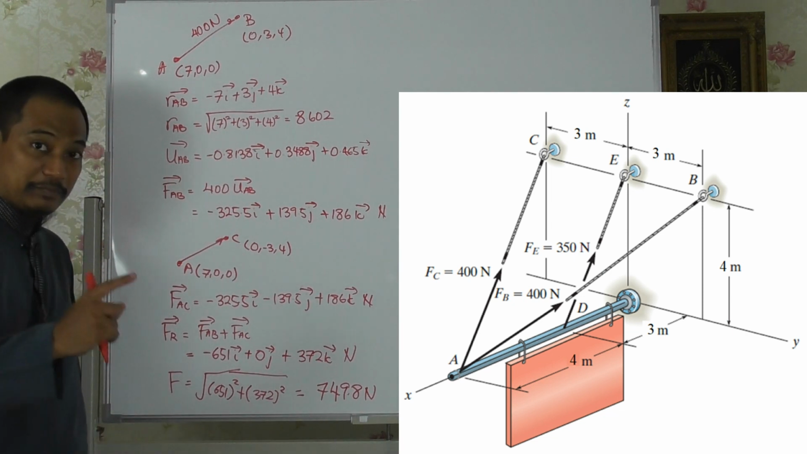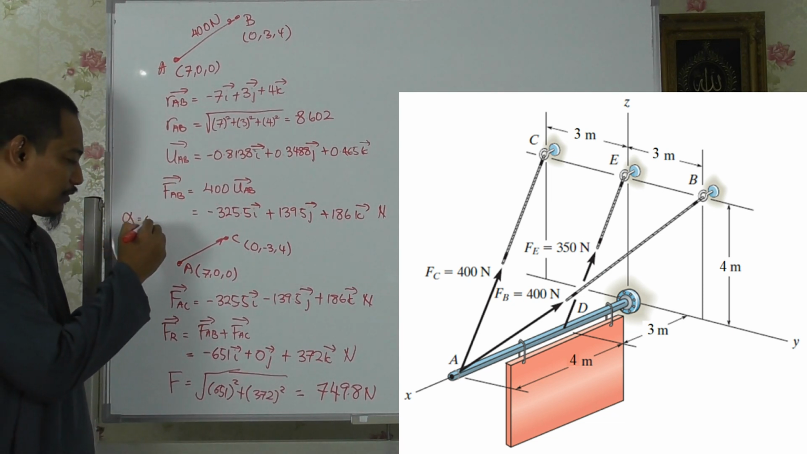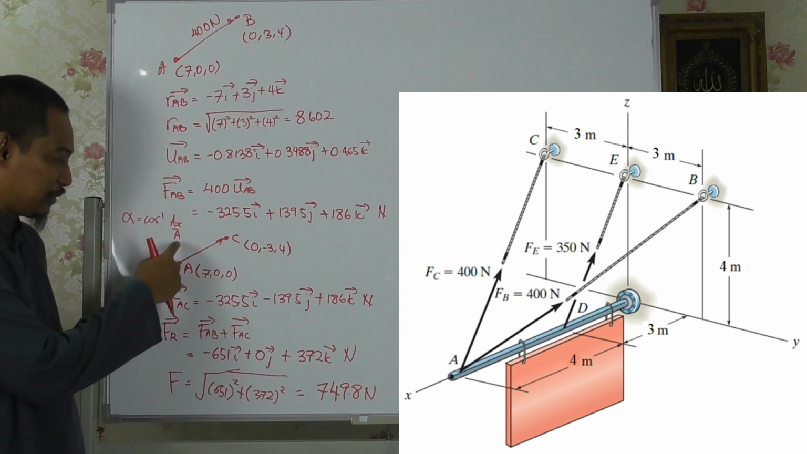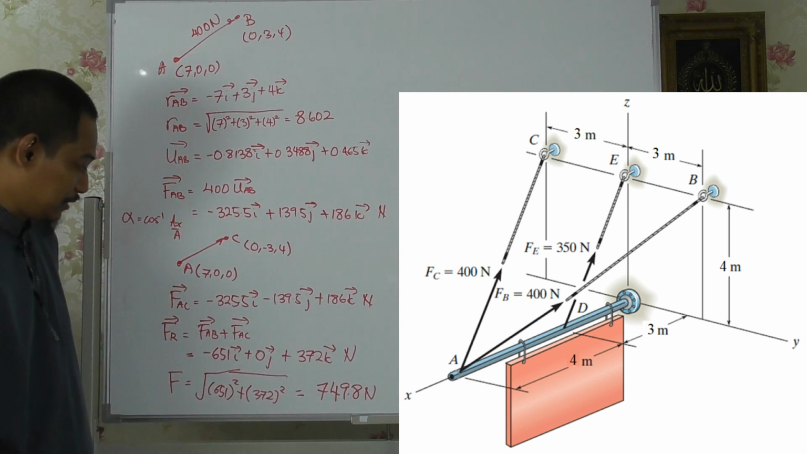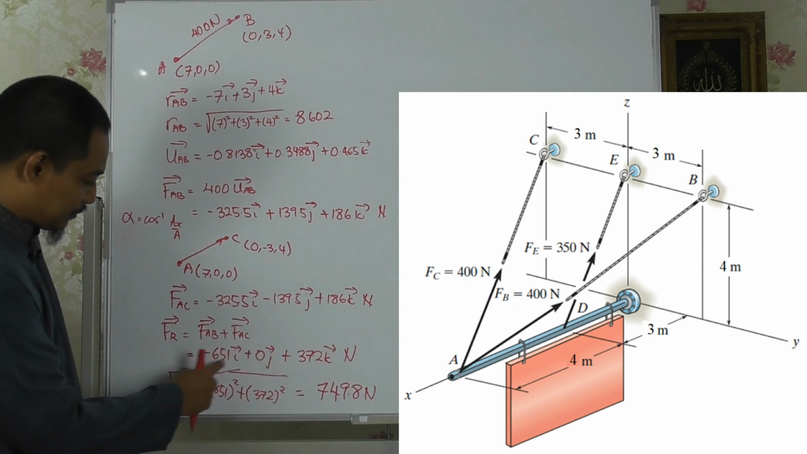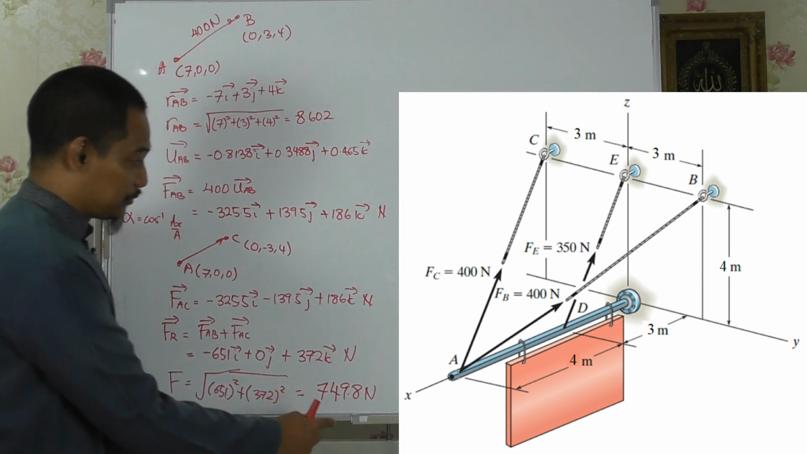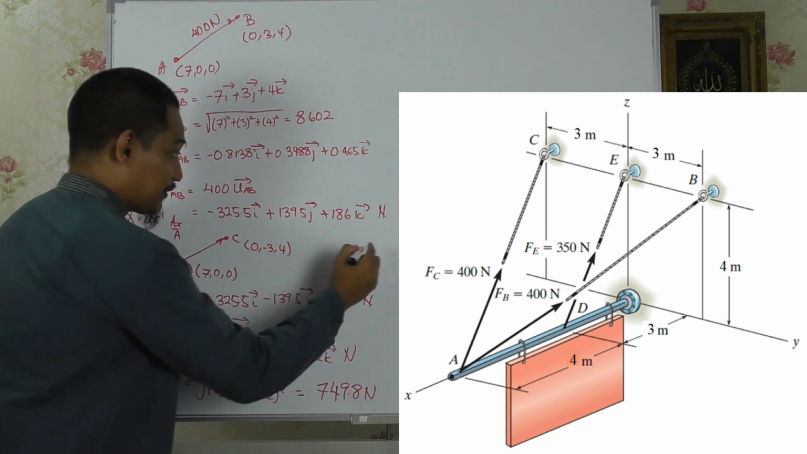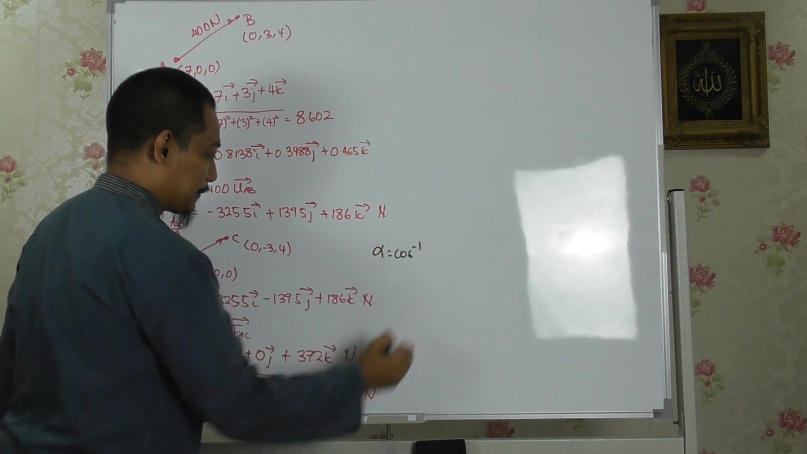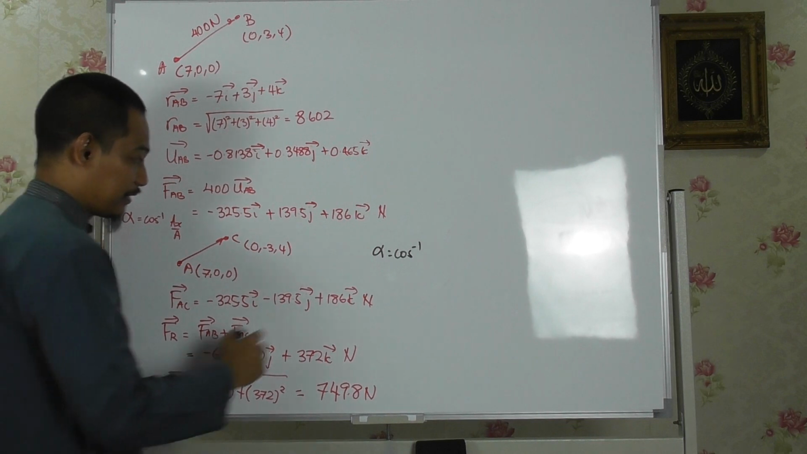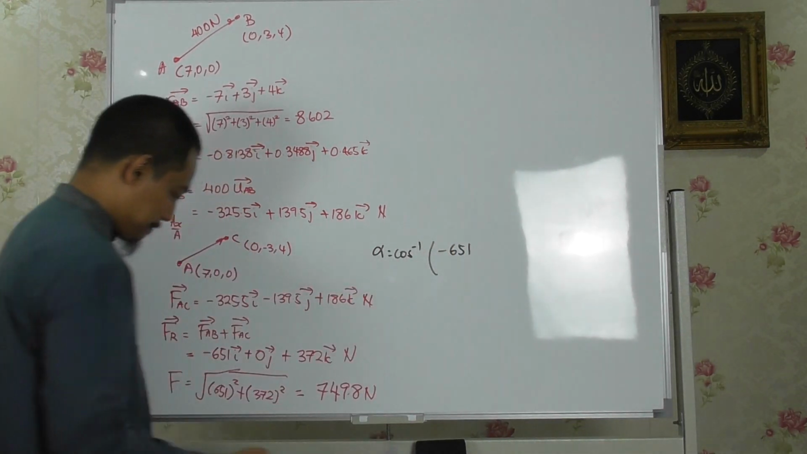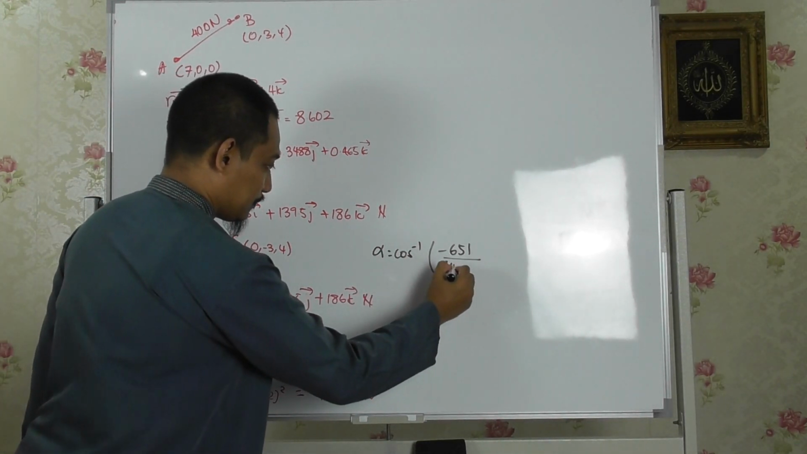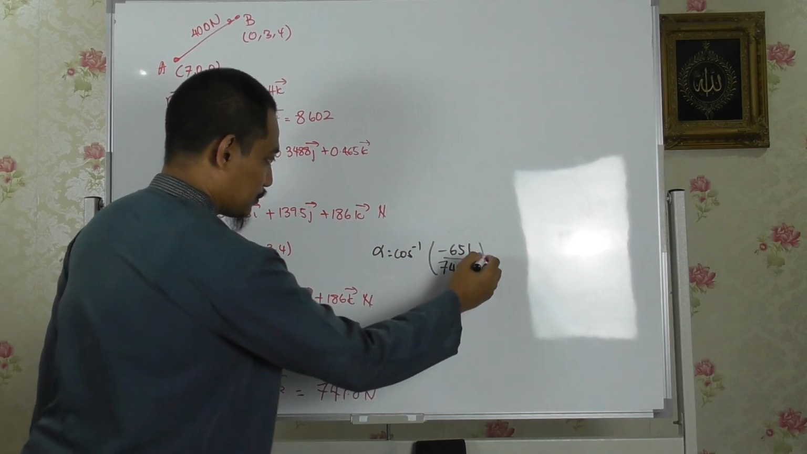What about the coordinate direction angles, alpha, beta and gamma? If you still remember from the previous question, alpha is cos inverse of Ax over A, for any given vector. So the x component divided by the magnitude itself. What we have here is the vector, meaning the x, y, z components, and also the magnitude. So for alpha, cos inverse of the X component, minus 651, divided by 749.8.